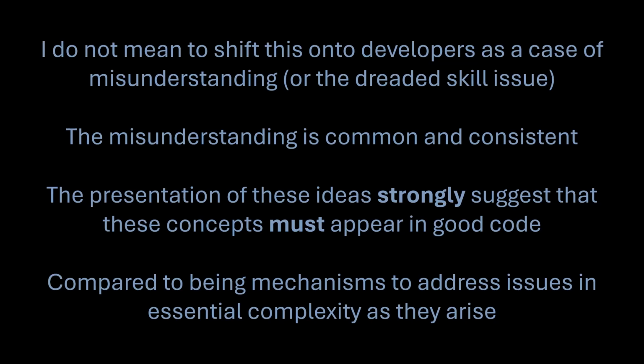I don't necessarily say that developers who look at this and say, oh, this is prescriptive versus descriptive, are misunderstanding it or have a skill issue, like, oh, you just didn't get it. Because this misunderstanding is very common, it's very consistent. The reason is the way these ideas are presented in books and by other people really strongly suggests that these concepts must appear in good code, and that if they aren't there, then your code is suspect. The reality is that they were actually just mechanisms to address issues of essential complexity in software as they arise when you're coding in day-to-day practice.